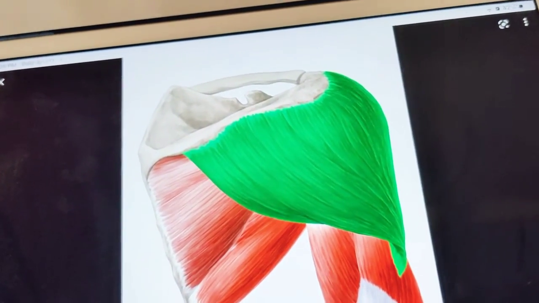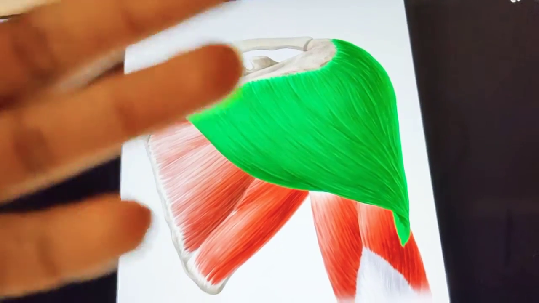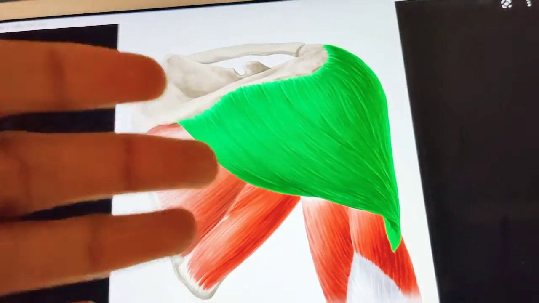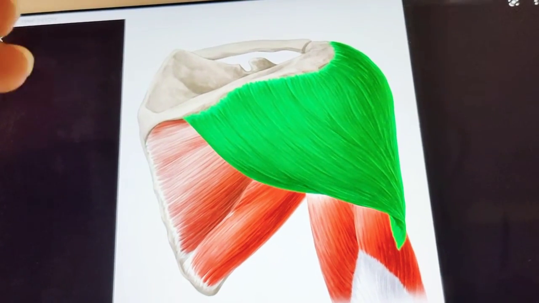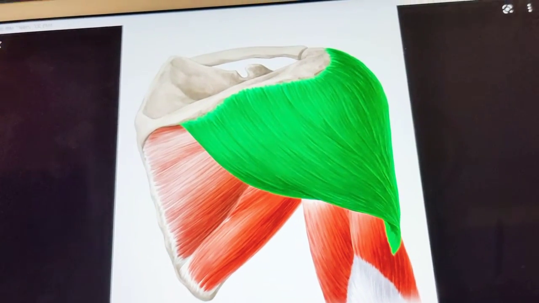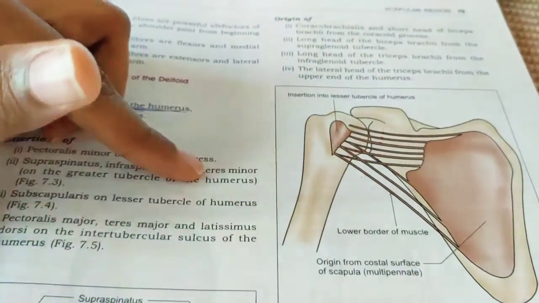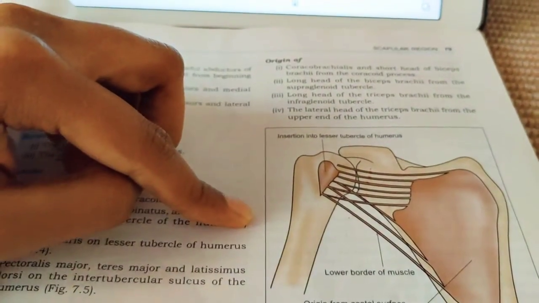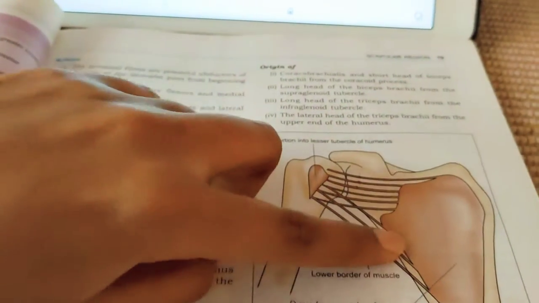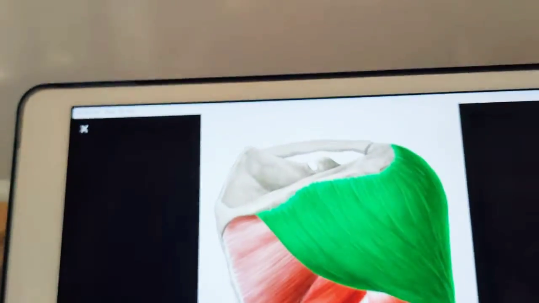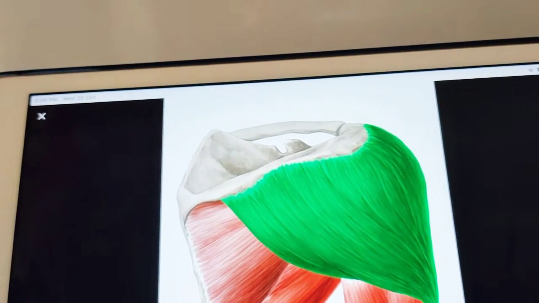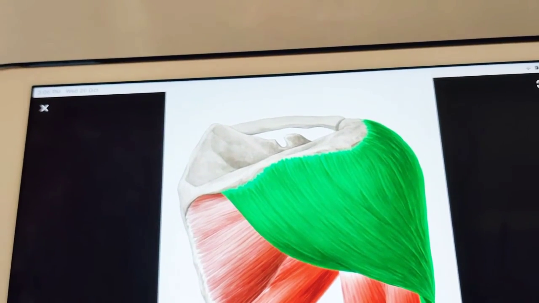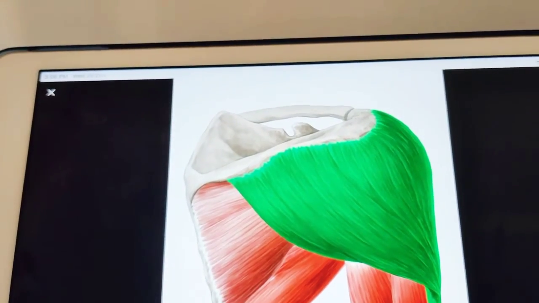Now we will see the action. We have understood its origin and insertion, so now let us go to the action. The acromial fibers are powerful abductors. What is abduction? For example, in this diagram, this is abduction, meaning going away from the body. Adduction means towards the body, and abduction means away from the body. So the acromial fibers are powerful abductors of the arm at the shoulder joint, beginning at 90 degrees.